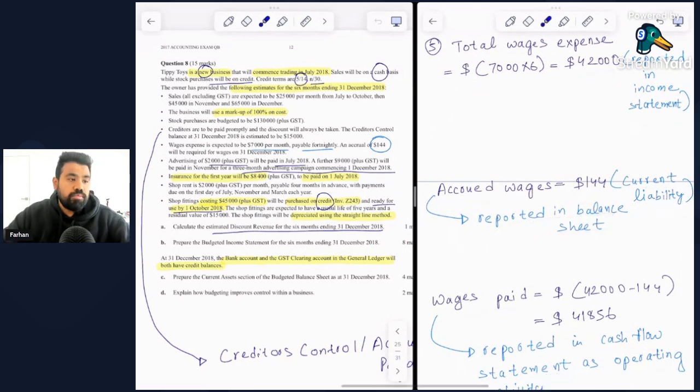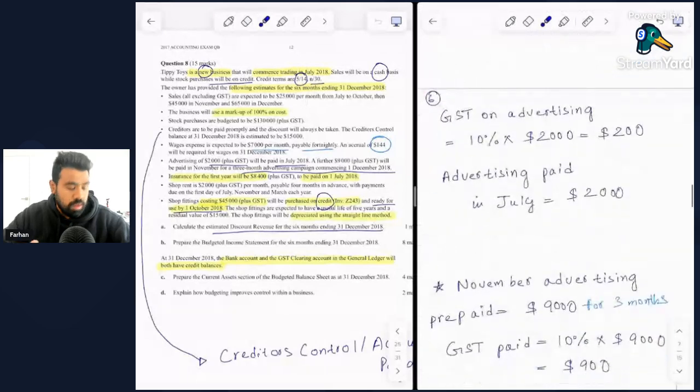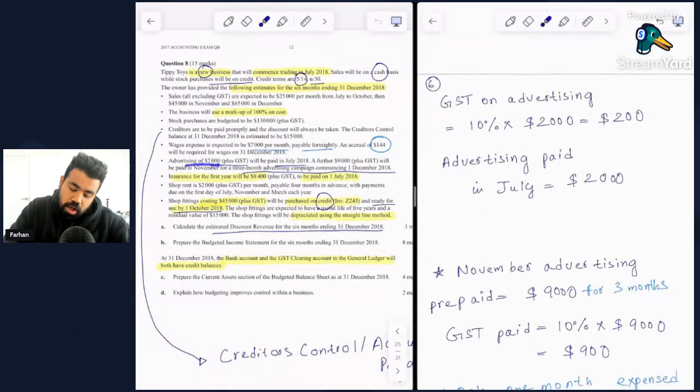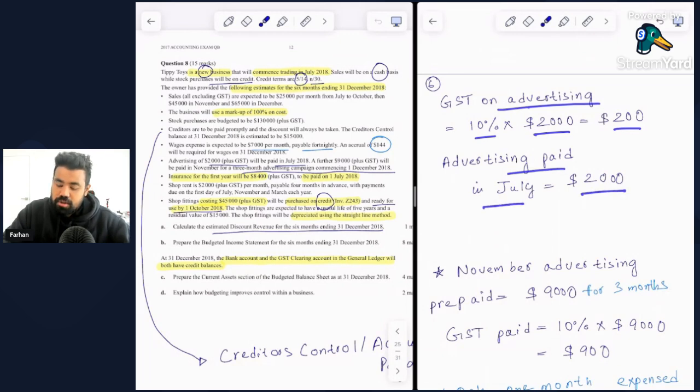Okay, so let's move to point number 6. Advertising of $2,000 plus GST will be paid in July 2018. All right, so let's start with the first line that we have. If we are paying $2,000 in July 2018 for advertising, and because advertising is basically a service that we are going to take from one of the advertising people, the GST on advertising can be calculated by multiplying 10% with $2,000, which is $200. And just have this thought in mind that the advertising paid in July is $2,000.